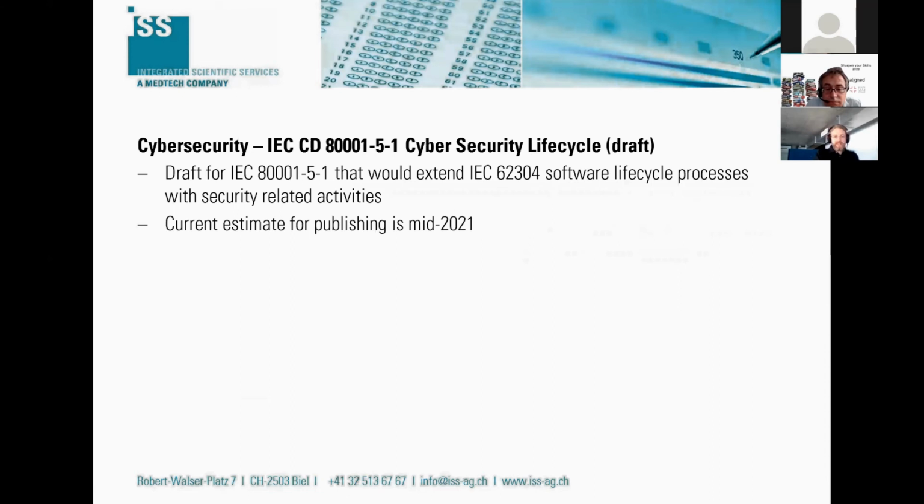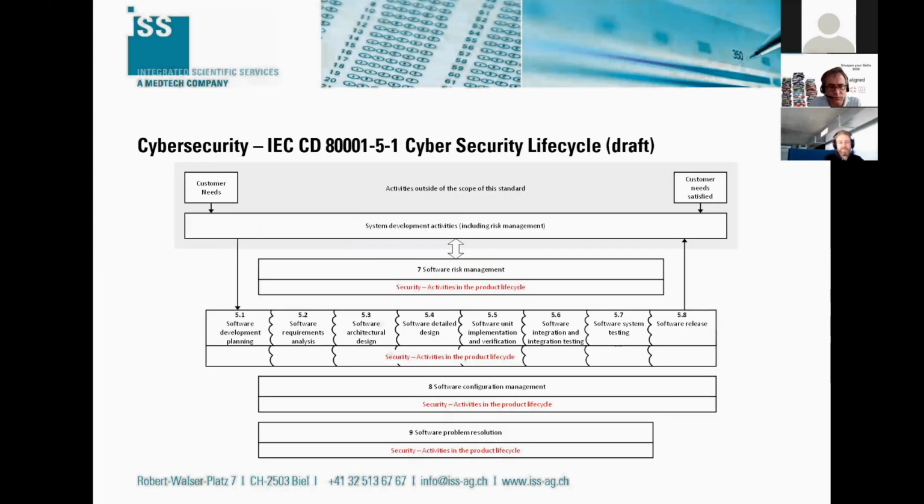Slightly relevant for software development is cybersecurity. It's becoming more and more important. There are some draft standards that are relevant to 62304 users because they intend to extend the 62304 processes with cybersecurity activities. The major one is 80001 part 5-1. This should be published, if everything goes according to plan, mid next year. It's a pretty nice one because it just attaches all the cybersecurity activities to existing 62304 processes and activities.